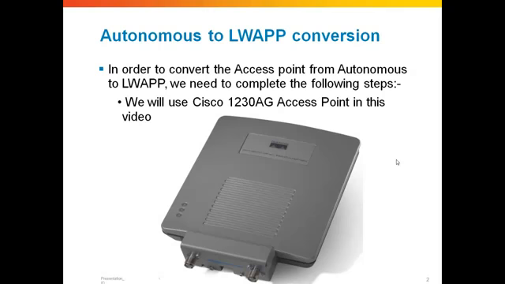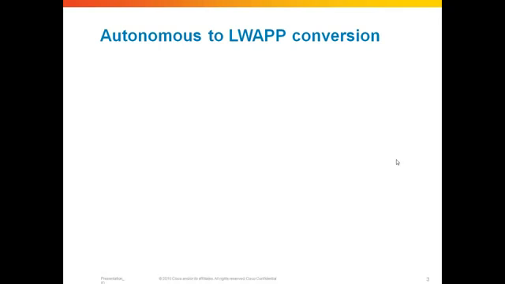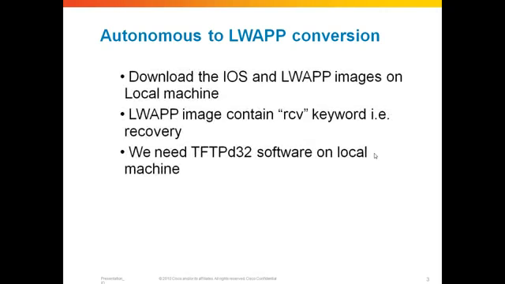In order to convert the autonomous to LWAPP, we need to make sure that we download the iOS and LWAPP image on the local machine. The LWAPP image will have the RCV keyword, which stands for recovery. We need TFTP D32 server software on the local machine in order to transfer the file to the access point.